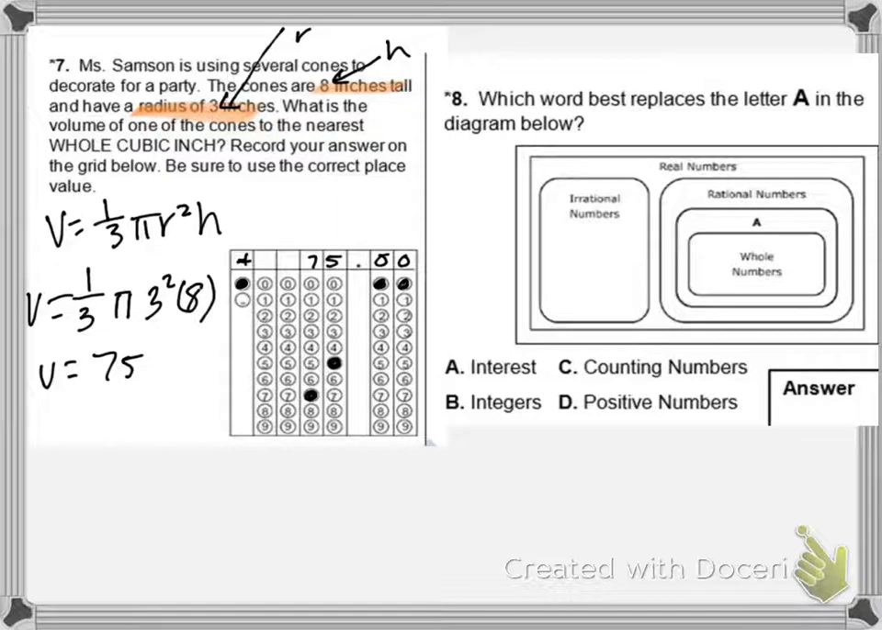For our last one, it says, which word best describes the letter A in the diagram below? And A is right here. Okay, so here we have real numbers and irrational and rational numbers, and then whole numbers. So let's look at our answer choices. We have interest, counting numbers, positive numbers, and integers. We know that in real numbers, there's no word for interest. Also, positive numbers, they're types of numbers, but it's not a type of real number. Okay, so we do have counting numbers and integers.